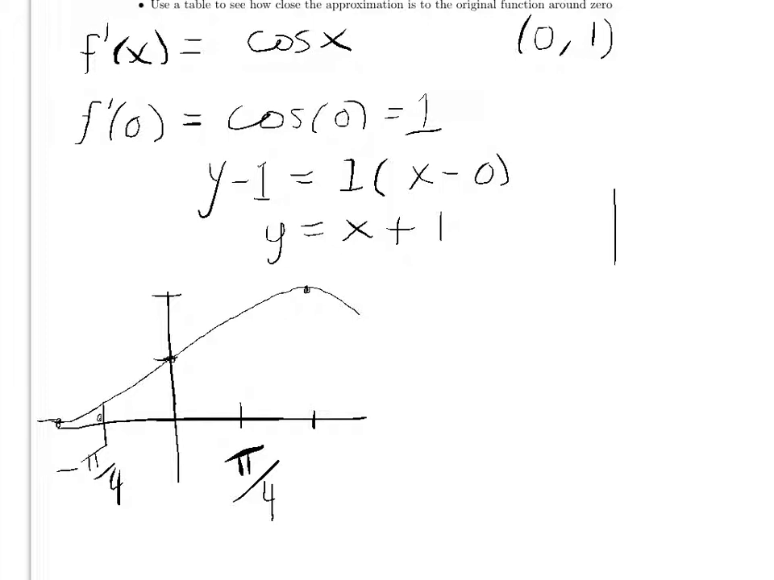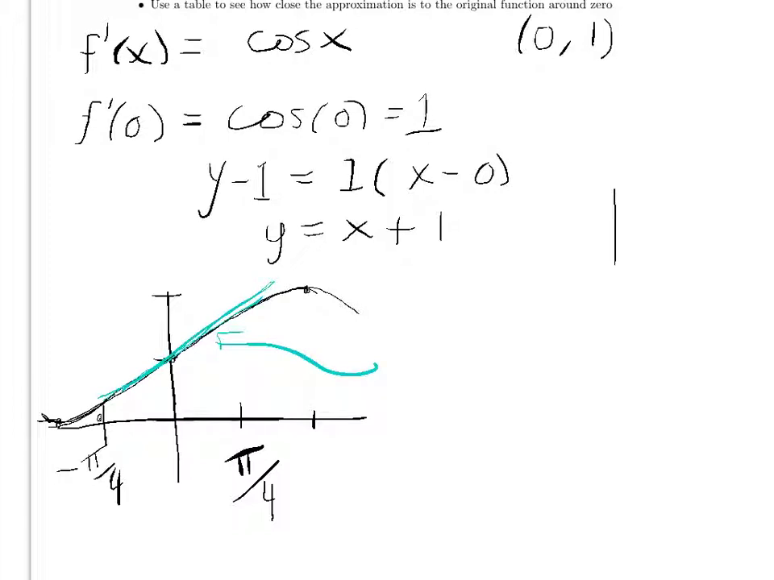Something like this. I've drawn it to emphasize this, but as you can see, in the region between negative pi over 4 and pi over 4, even though it's a curve, it looks a whole lot like a line, right? Your book has this on page 228 as well. It shows you a pretty clear picture.